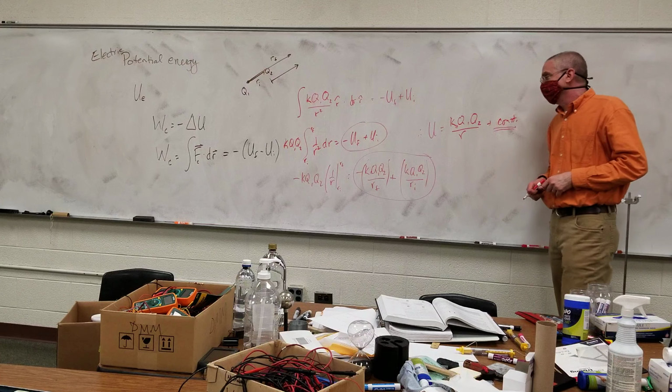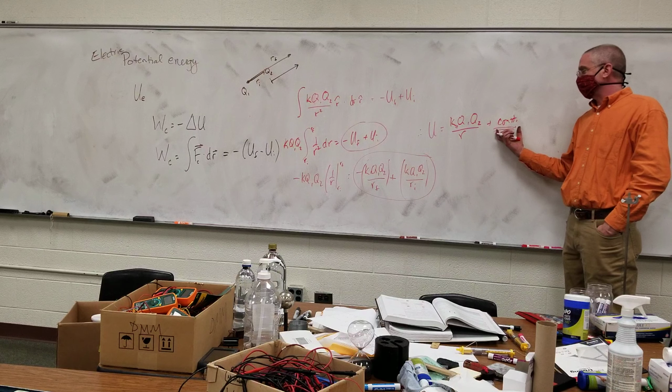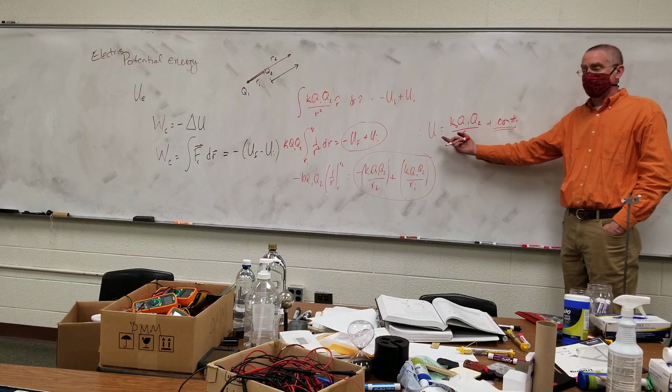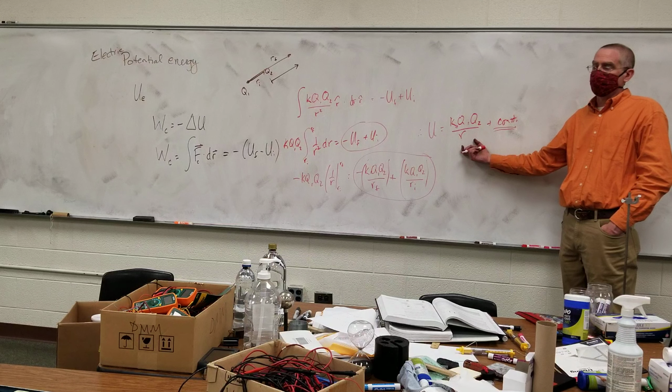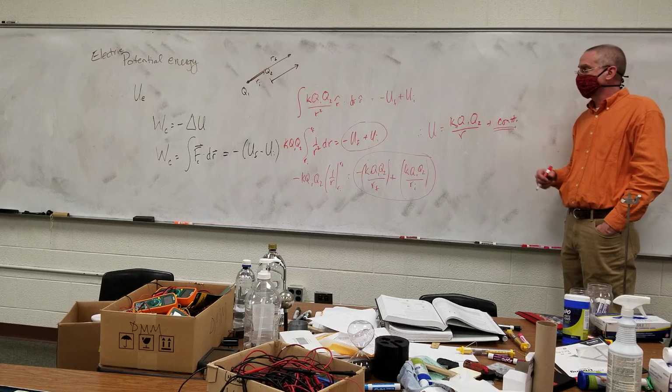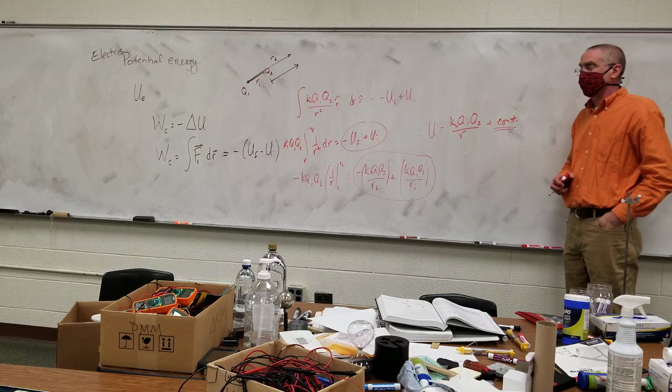Now traditionally, the constant is 0, and so that means potential energy is 0 when R is infinitely large, when you're an infinite distance away. But it doesn't have to be.